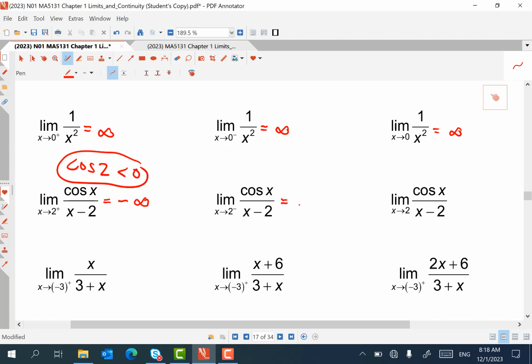Okay, and this will be positive infinity. Because when x goes towards 2 minus, the denominator is going to be negative, right? And the numerator is negative, that's why it's positive infinity.